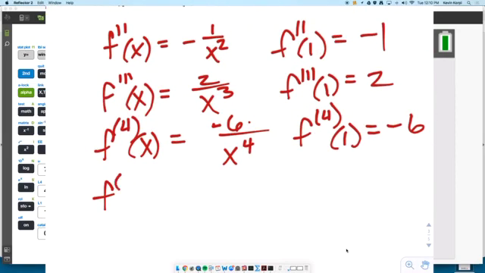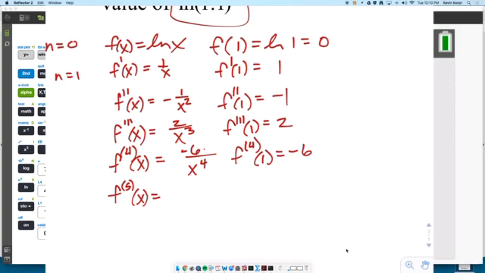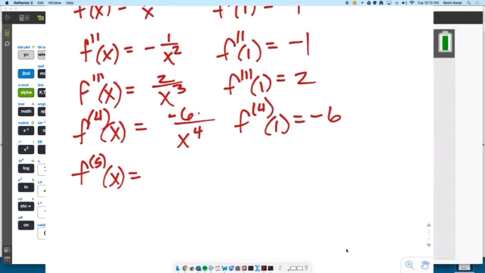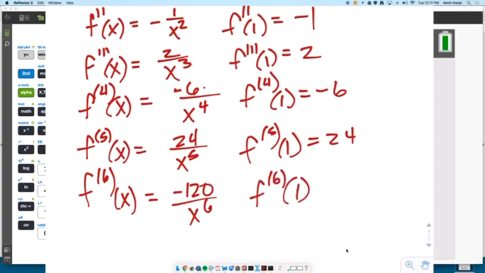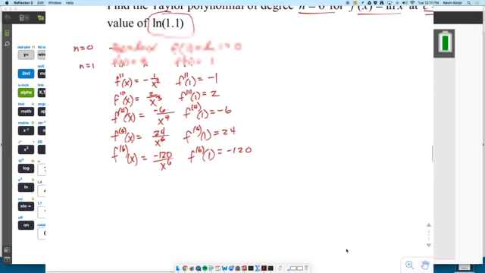So this is not necessarily a fun thing to do, but at least it's a systematic process. The next derivative would be 24 over x to the 5th. And then the fifth derivative at the center would be 24. And now we're on our last one. The sixth derivative would be negative 5 times 24, which is negative 120, all over x to the 6th. So then the sixth derivative at 1 is negative 120.